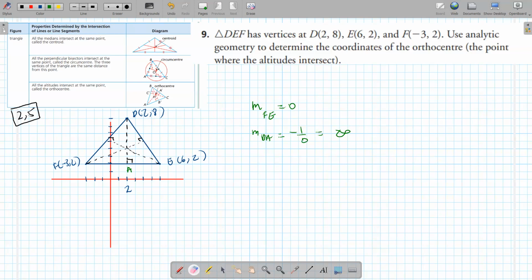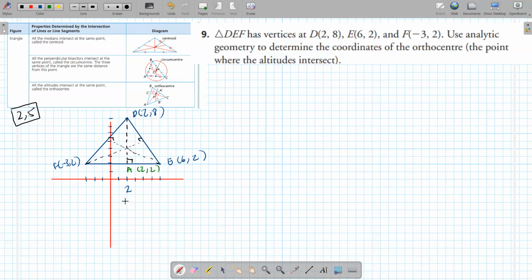What does that mean for us? That means you can't write DA in terms of y equals mx plus b. The equation of line DA is going to be in the form of x equals 2. Throughout this line, the x value is always going to be 2. That means we're looking at A. The point A is going to be 2, 2.